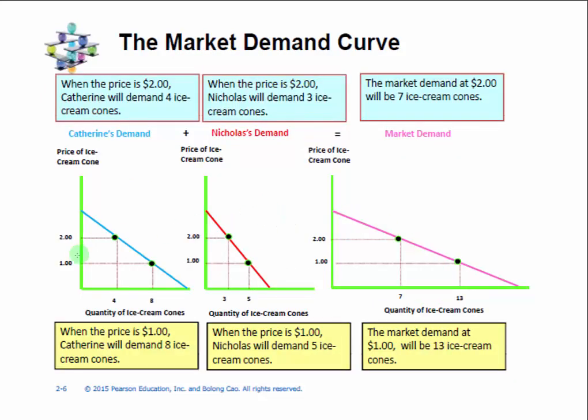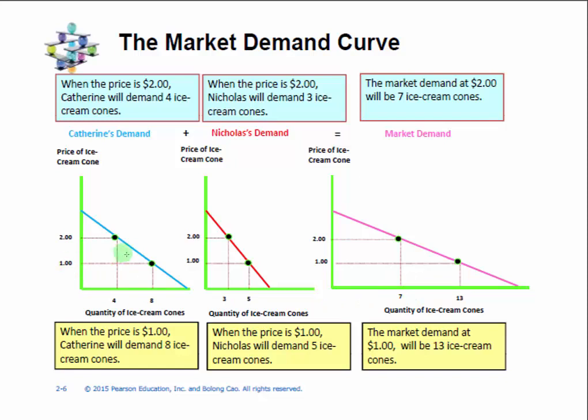And there's another concept, the so-called market demand curve. The market demand curve is basically the summation of all individual demand in the market. We can consider the demand for each individual. Here we have Catherine and Nicholas. This is their demand for ice cream cones. At $2, Catherine demands 4 cones, and at a $2 price, Nicholas wants 3. Together, at a $2 per cone price, their total demand is 7.